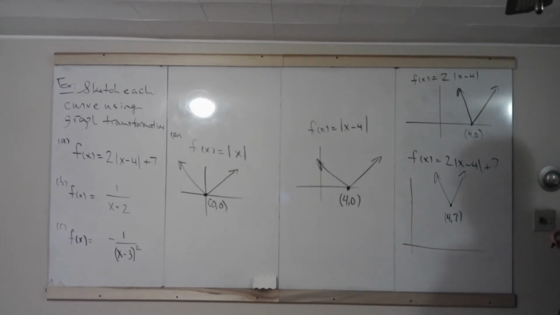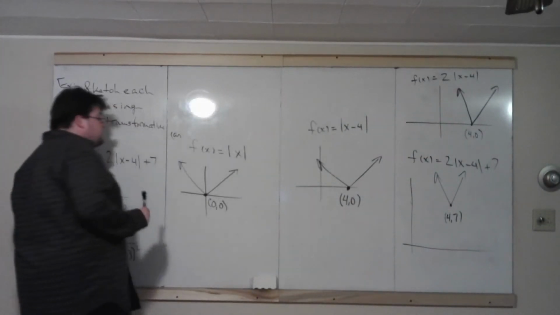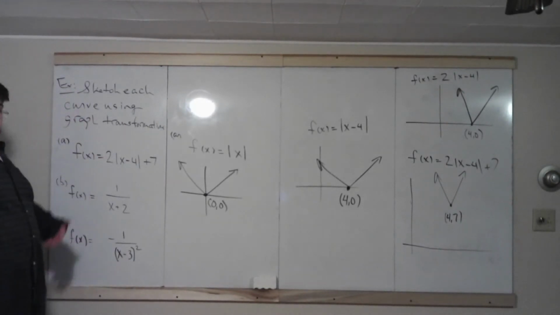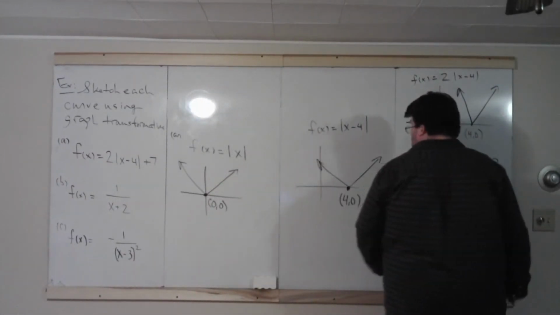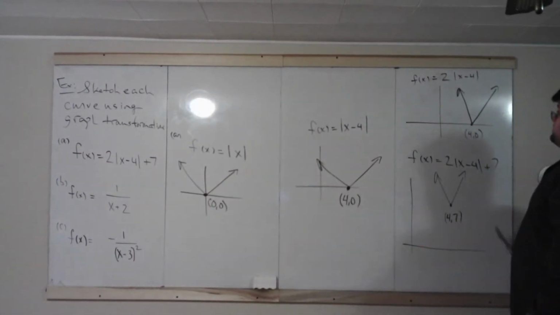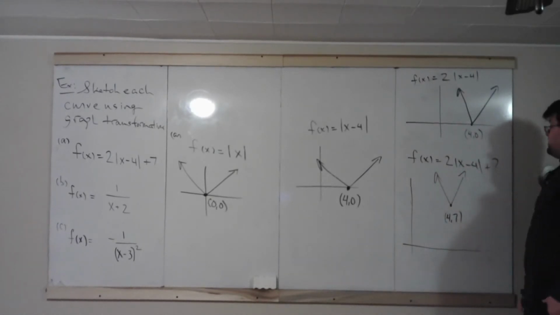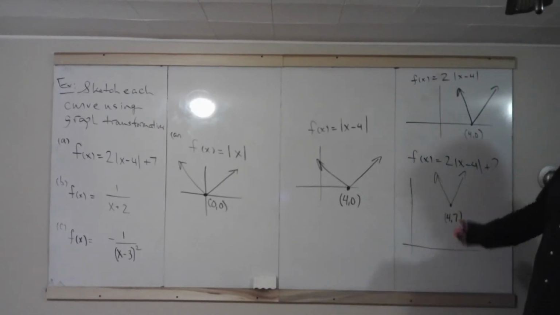So here, starting with our absolute value function, we were able to figure out what the graph of another function looks like. This caused it to shift right. This 2 caused it to pinch inward. And this 7 caused it to lift up. Well, maybe I should say shift. Caused it to shift up.